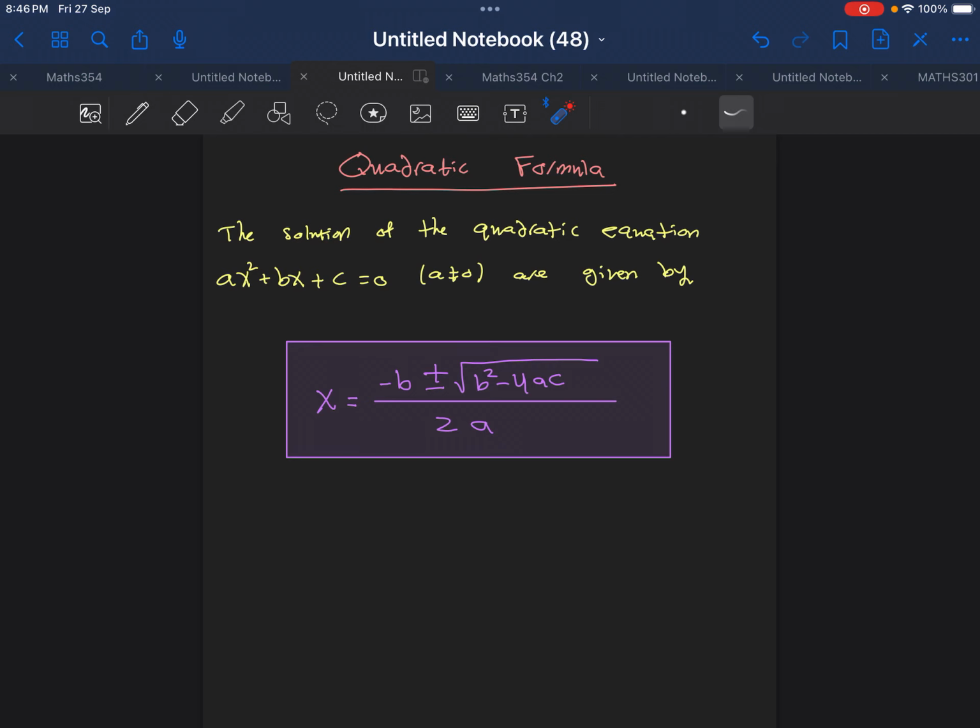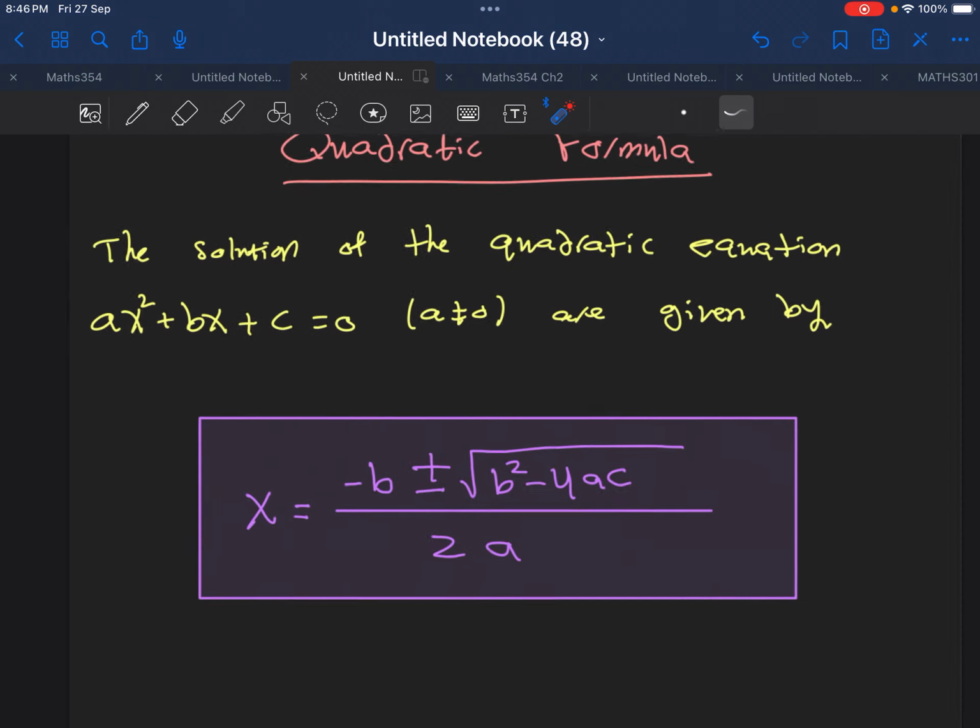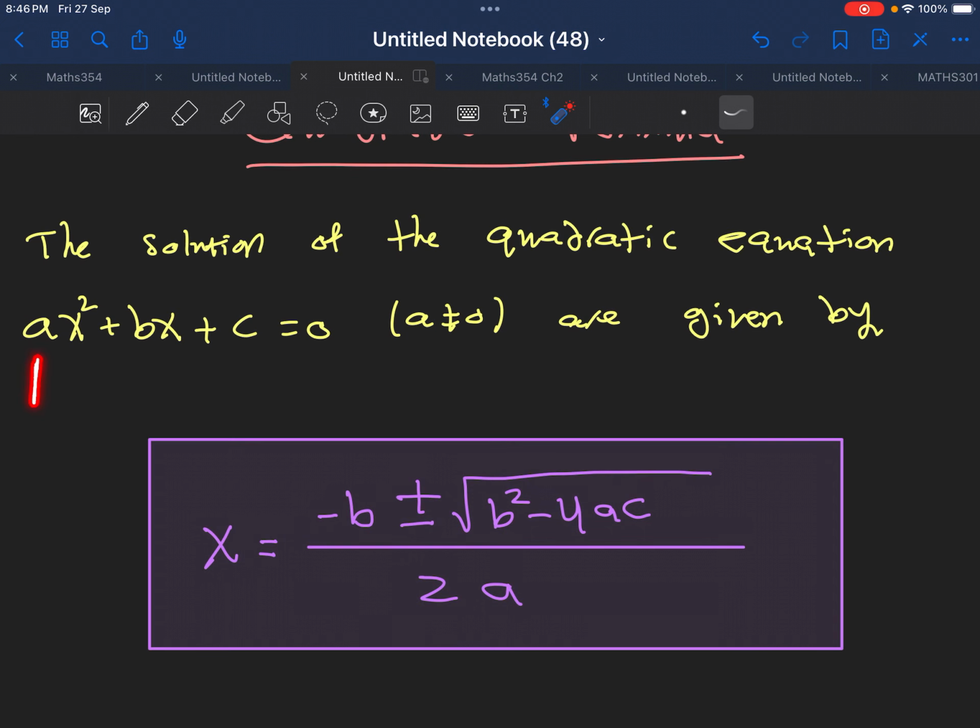Now, what's the quadratic formula that you need to memorize is given to you here. So let me just zoom it in. So you'll have three numbers, a number in front of x squared, a number in front of x, and there will be a number alone. And what's the quadratic formula?